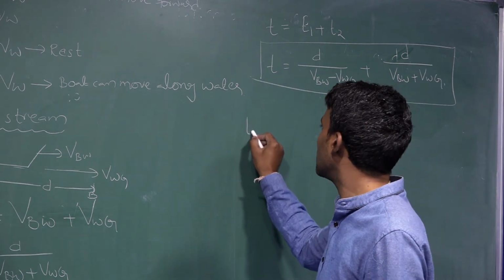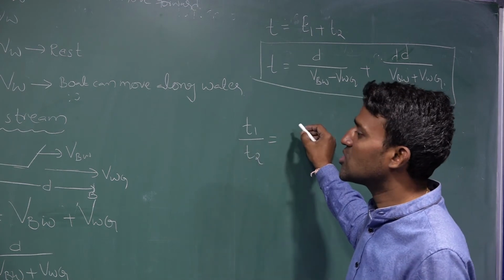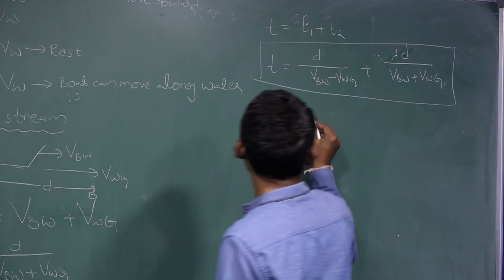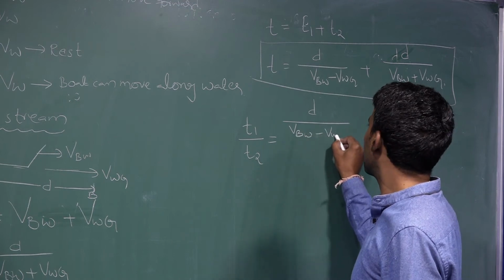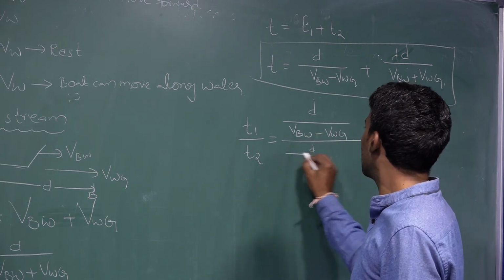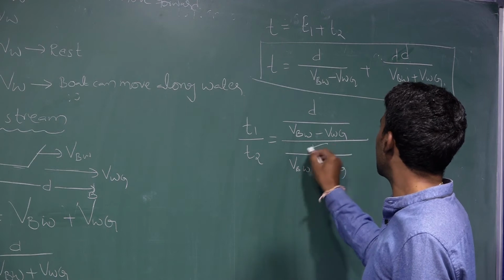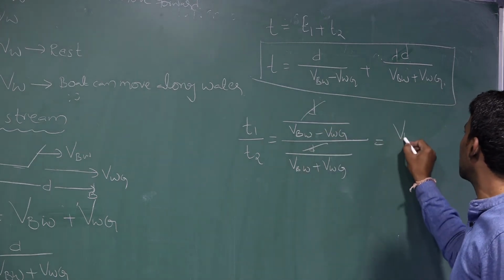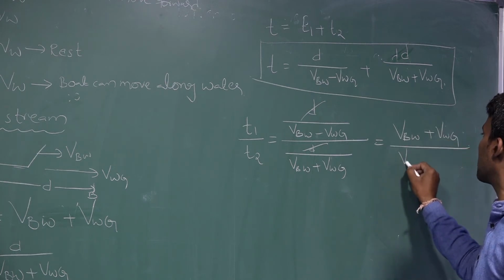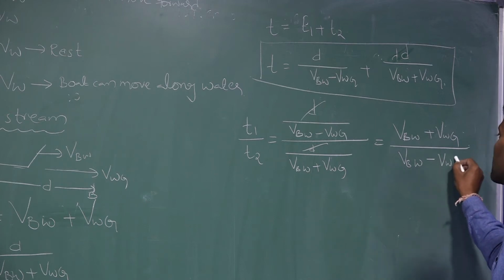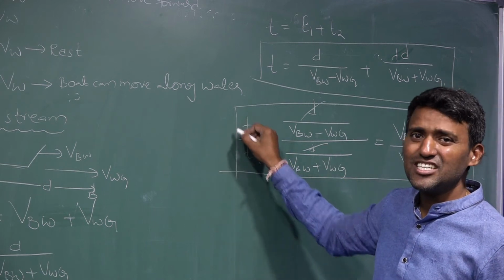And what is the ratio for upstream and downstream? Ratio is nothing but time T1 upstream is D divided by (VBW minus VWG), and time T2 downstream is D divided by (VBW plus VWG). Here D gets cancelled. You can write this equation: T1 by T2 is (VBW plus VWG) divided by (VBW minus VWG), the velocity of the boat with respect to water minus the velocity of the water with respect to ground. This is the time ratio for the upstream and downstream.